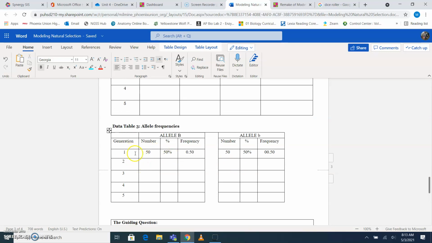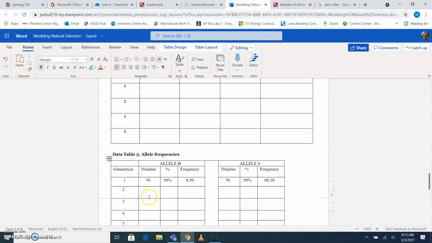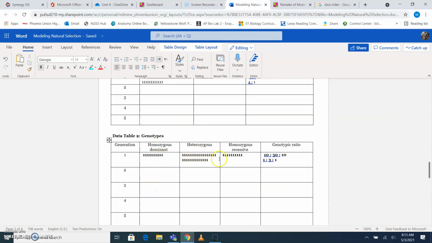And the allele frequency for this generation is already completed for you, but I'd like to demo it for you because you'll have to do it for the remaining generations. So here's how you can get these frequencies for generations 2, 3, 4, and 5. You'll have your tally marks, and you need to count up how many homozygous dominant individuals you have. We already know that there's 10. And we know that each of those 10 individuals has 2 dominant alleles, right? So that means that of my 100 alleles, 20 of them were dominant.